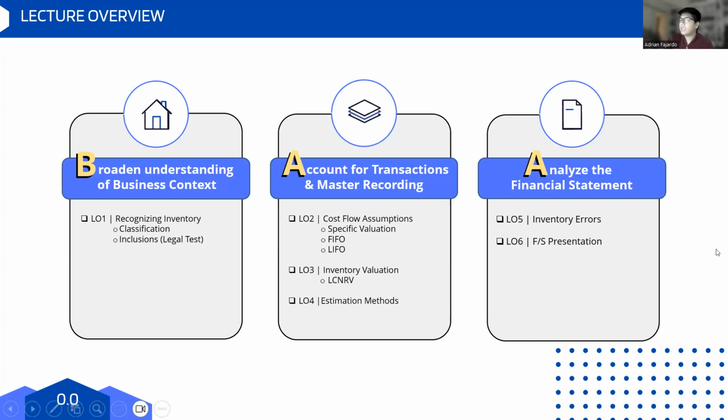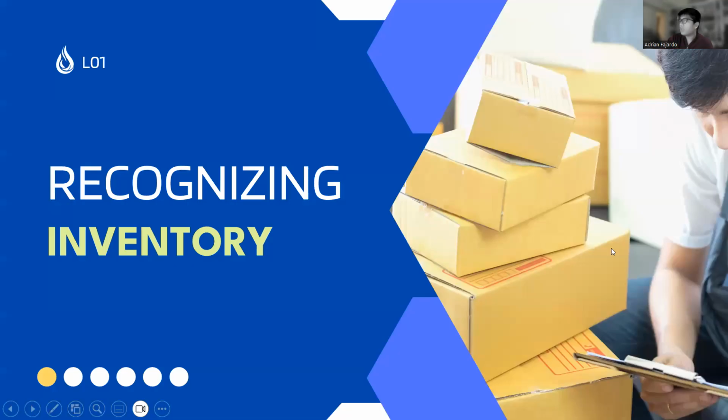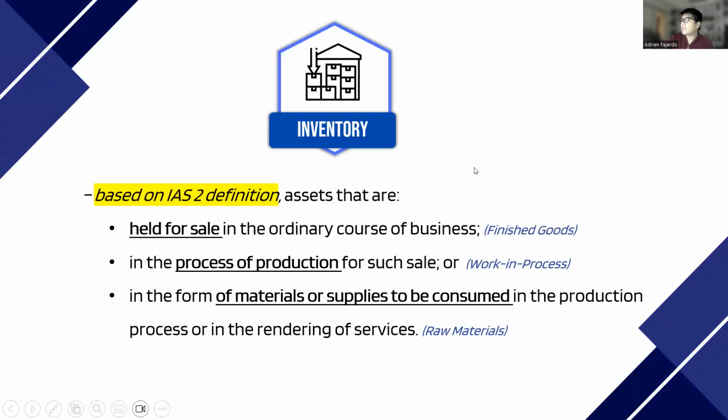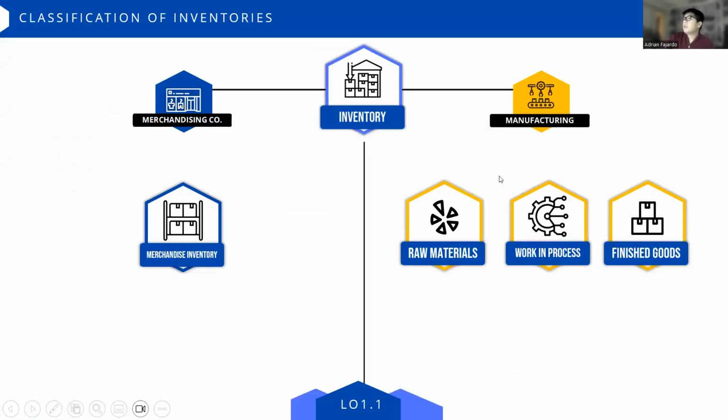So now that we're clear when it comes to the strategy, let's go to the first subtopic. So just a quick review, we already know that there are classifications of inventory, right? So it's repetitive. So basically in terms of inventory, it's just different in terms of merchandising and manufacturing company. For merchandising, just one, inventory only. For manufacturing, you have raw materials, work in process, and finished goods.